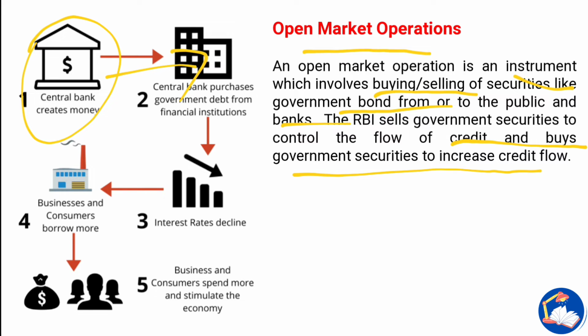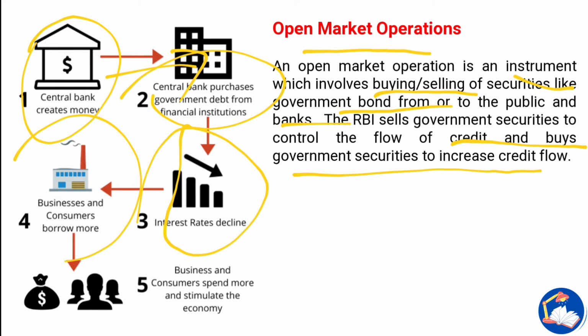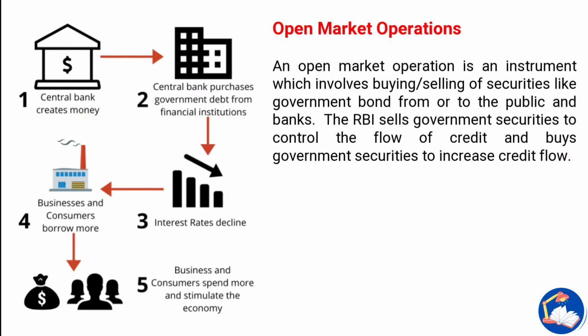Then the central bank purchases government debt from financial institutions. Then what happens? The interest rates decline. So what happens once the interest rate of loans decreases? Businesses and consumers will borrow more. So businesses and consumers spend more and stimulate the economy. That is an example of open market operation.